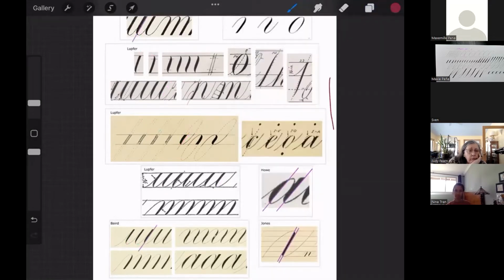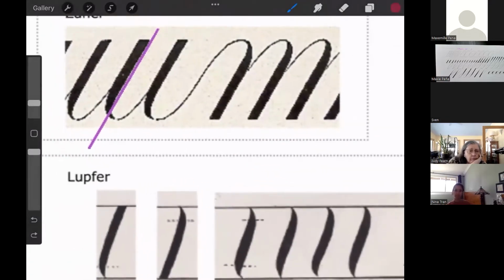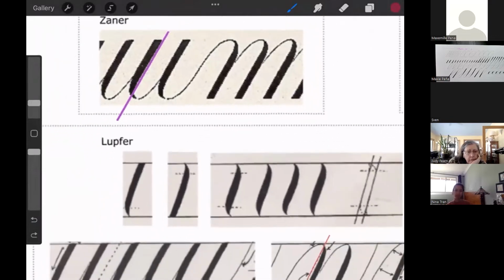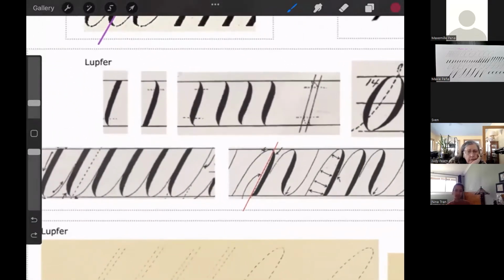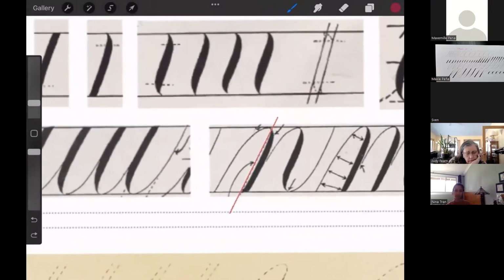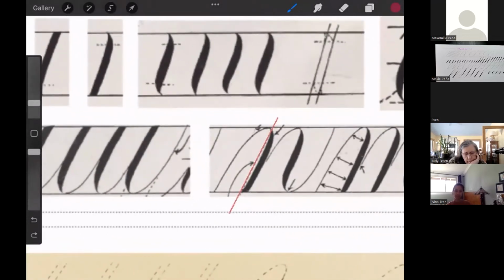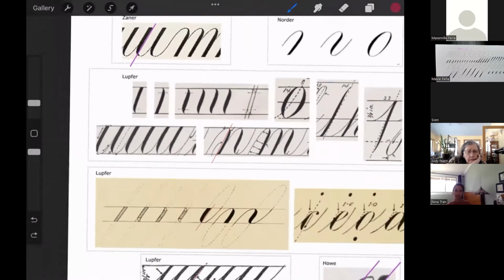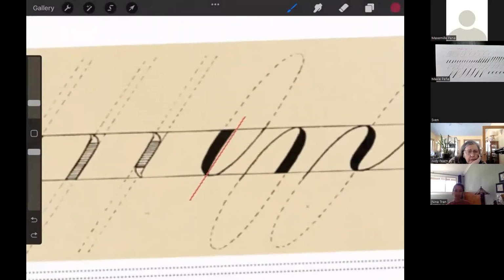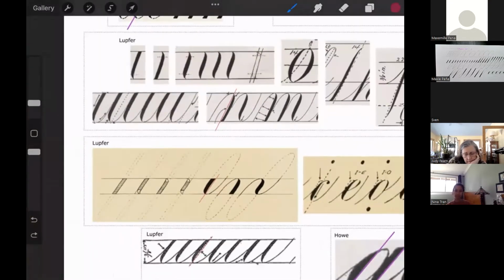For the shade, you could choose to have a straighter edge on the outside of your shade, like Zainer's here, or you could choose to pull it in with a slight inconspicuous curve, like Lupfer here. He illustrates that your shade curves inside the middle a little bit. Both are fine as long as the curve is not overdone.